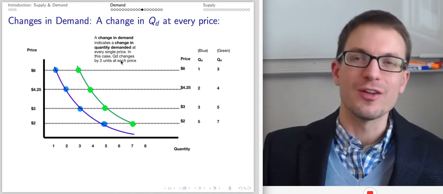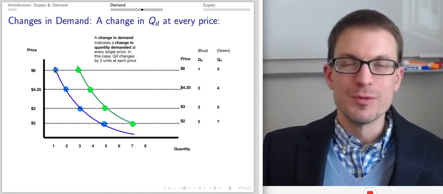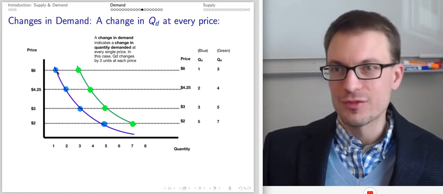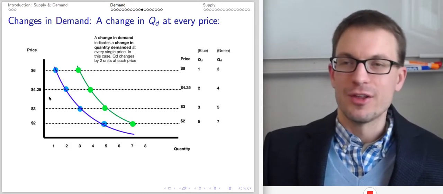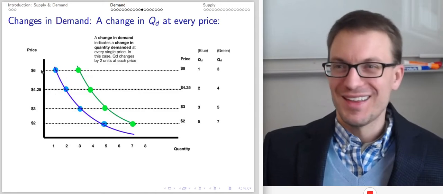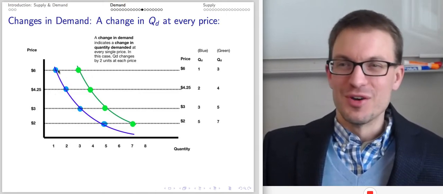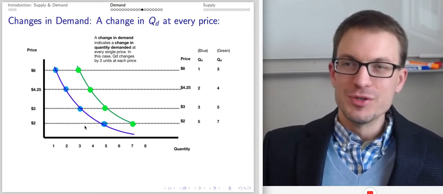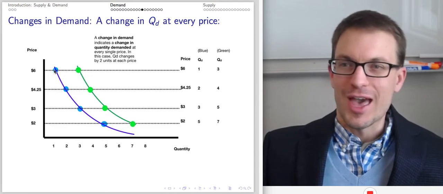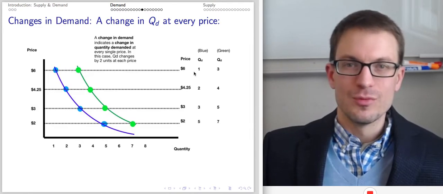Now I say change, I don't say the direction. We could either go from the blue curve to the green or from the green curve to the blue curve. I apologize for the Seattle Seahawks colors. And right, so if we go from the blue curve to the green curve, just look at what's happening at the price of $6. We go from a quantity demanded of 1 to a quantity demanded of 3.